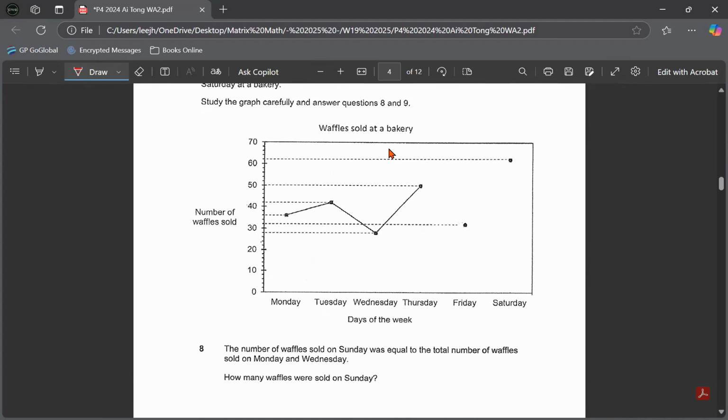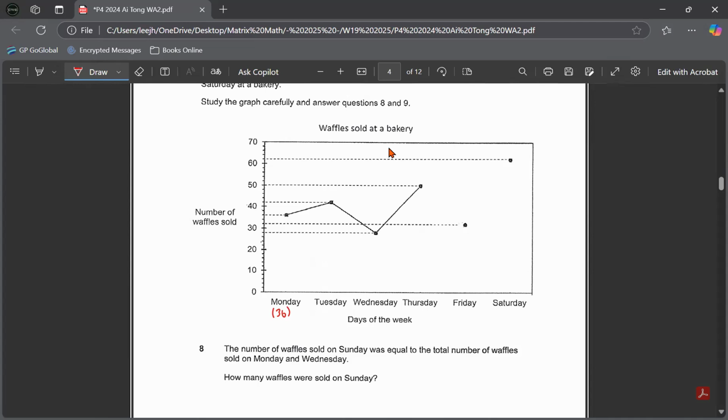We are going to write down the values for each day of the week. If you look at Monday, it's over here. Before we determine the value, you look at this from 0 to 10, there are 1, 2, 3, 4, 5 markings. So 10 divided by 5, each marking is a value of 2. Over here is 30. Monday is here. So 30, 32, 34, 36. So Monday is 36. What about Tuesday?